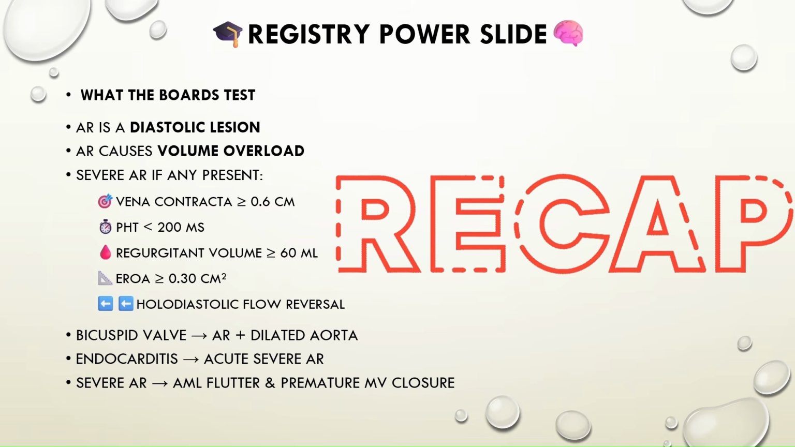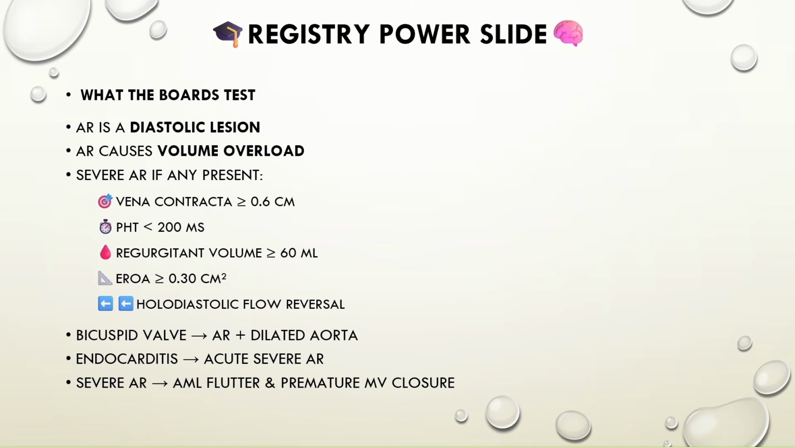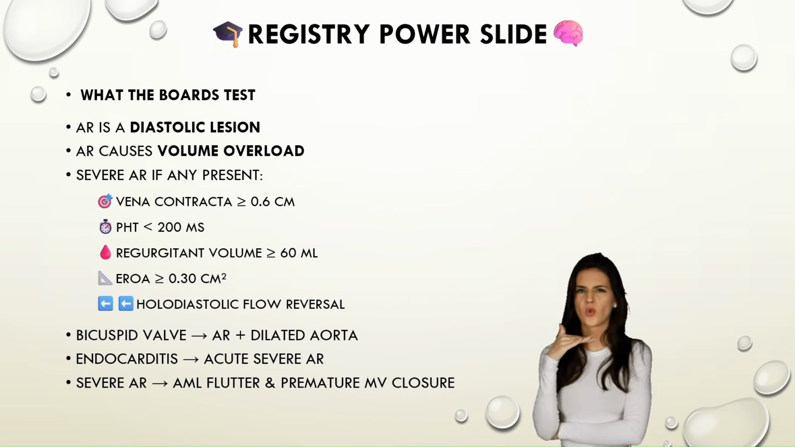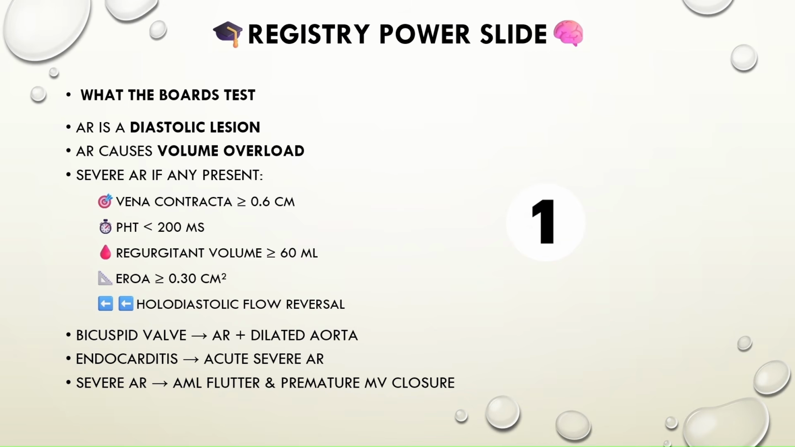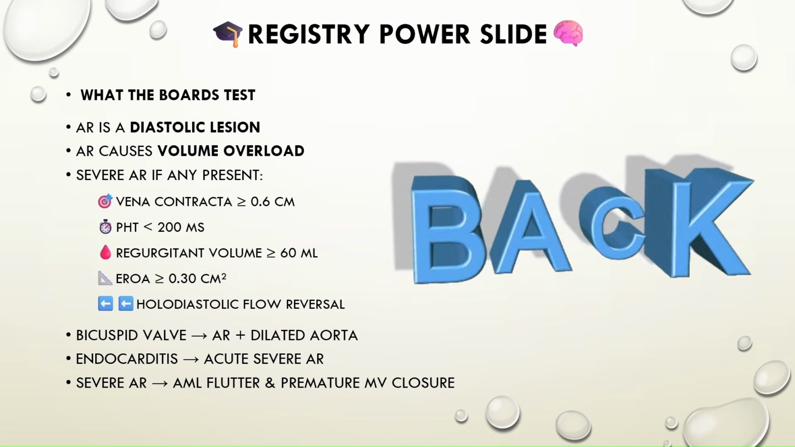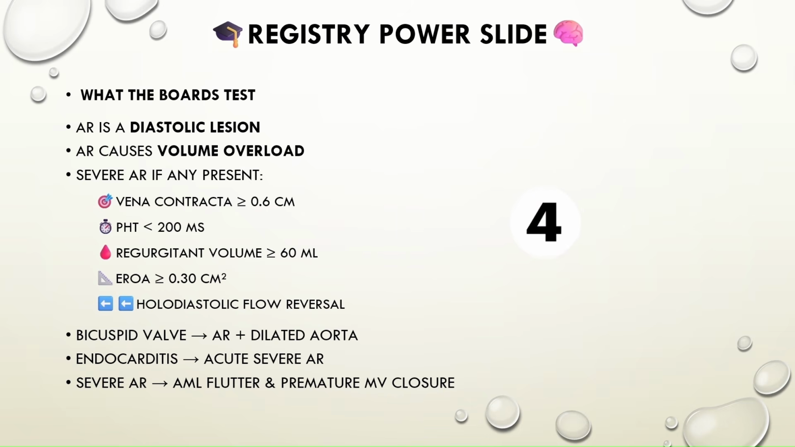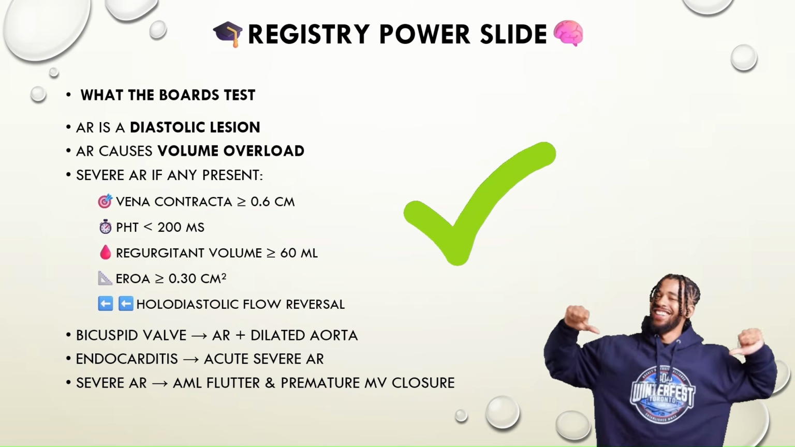Here's a final registry recap. Aortic regurgitation is a diastolic valve problem that causes volume overload of the left ventricle. Severe AR is not diagnosed by one number, it is diagnosed by patterns. 1. A wide vena contracta tells you the leak is large. 2. A short pressure half-time tells you the pressure is equalizing quickly. 3. A large regurgitant volume or EROA tells you a significant amount of blood is leaking backwards every beat. And finally, holodiastolic flow reversal is your strongest Doppler marker of severe AR. If you see any one of these, the correct answer is severe aortic regurgitation.